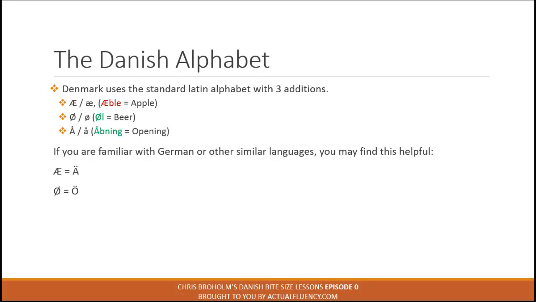And I'll repeat it a few more times. You have Æ for æble, Ø for øl, and Å for åbning. Those are the 3 words, and you can see that I colored the words, and that will make sense in just a moment.